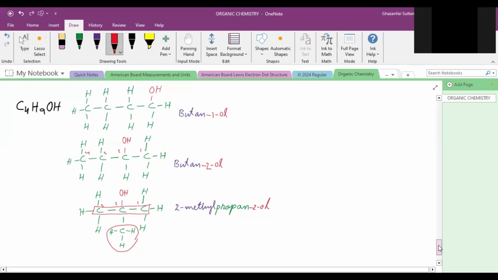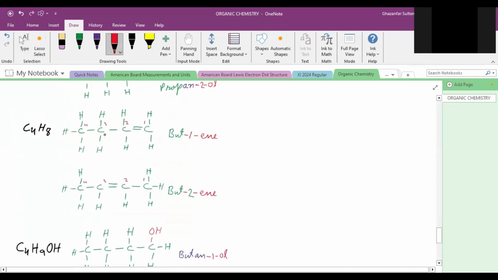Okay. Now see one more thing. Here I have written two structures of C4H8. Now there is one more structure possible. 1, 2, 3. And there is a double bond. If there is a double bond and it is at the terminal, two hydrogen atoms would be there. And here three hydrogen atoms are there.